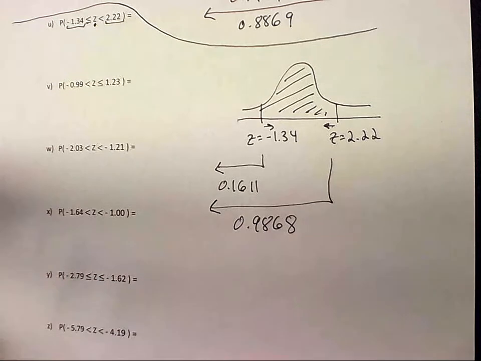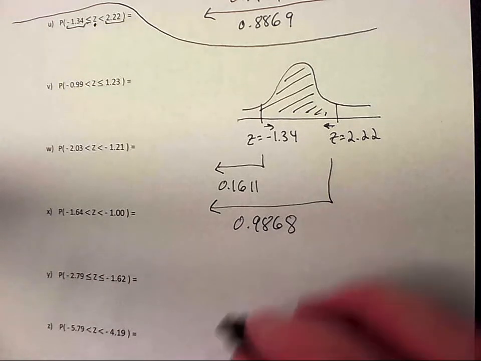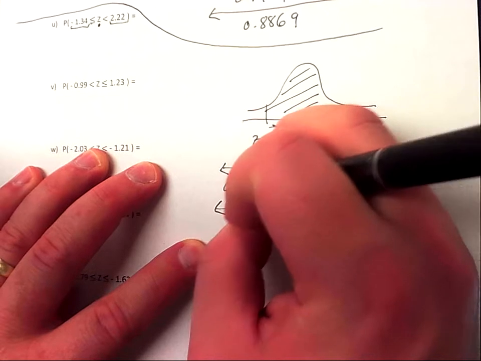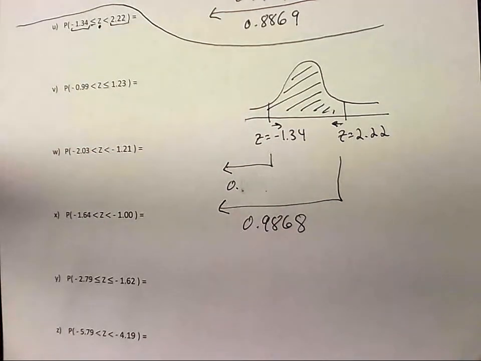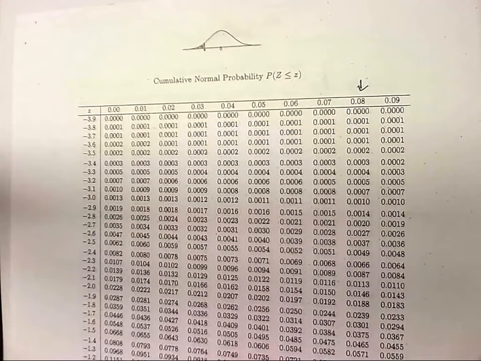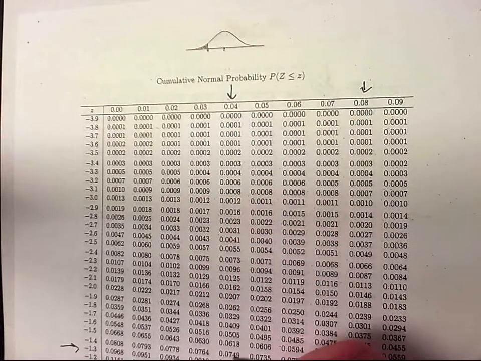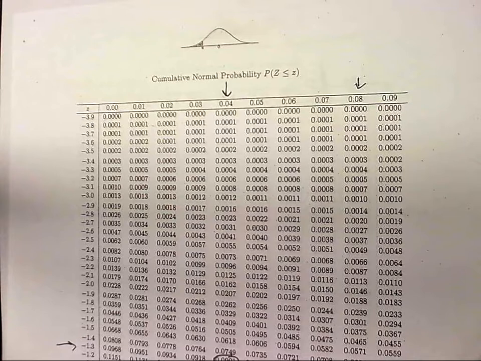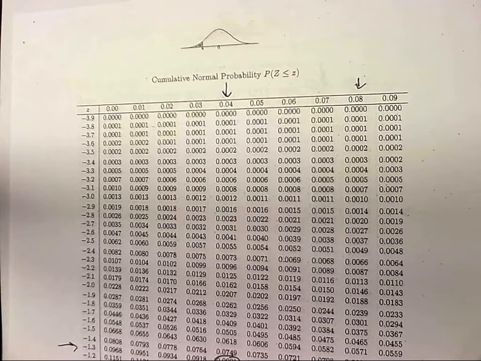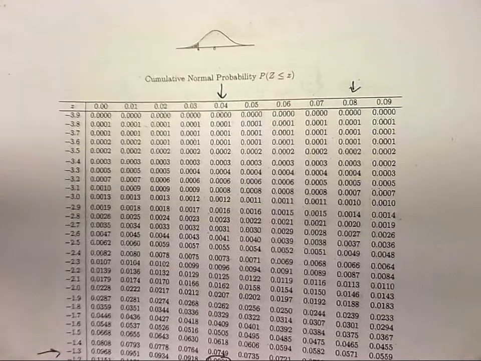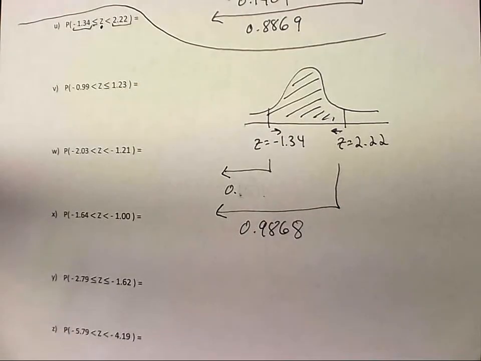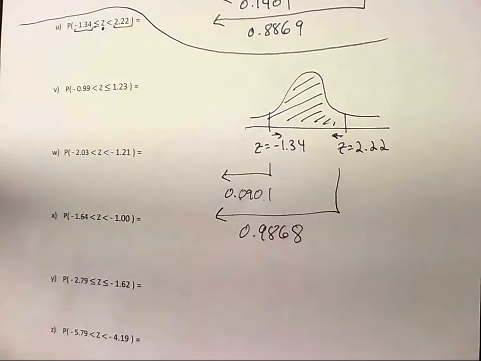Let's see. Negative 1.34. Where these two things meet is 0.0901. I was looking at the other side. I caught myself on the next problem, but I had already done the damage on that one. Right, but everybody's good with 0.0901. And everybody's good with 0.9868?